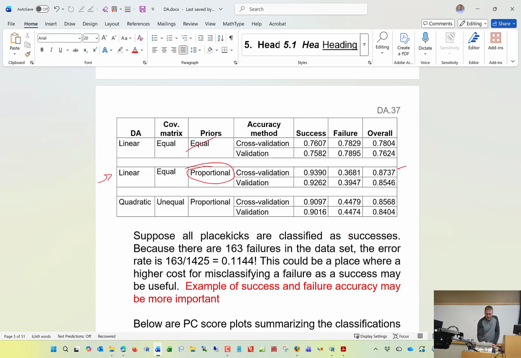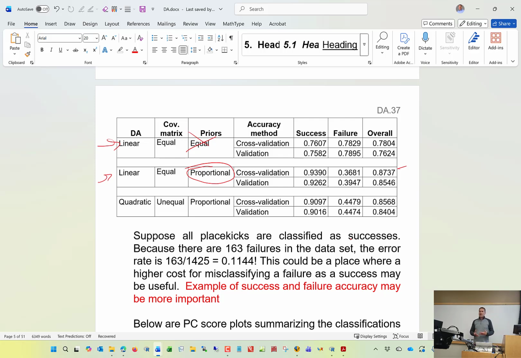Again, typically I wouldn't even look at this row. I only put this here just to show you to compare with in the past. I would typically always do priors proportional. So linear discriminant analysis gives you a little bit better results.